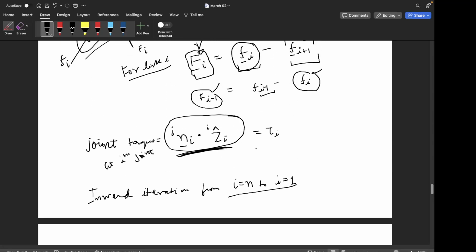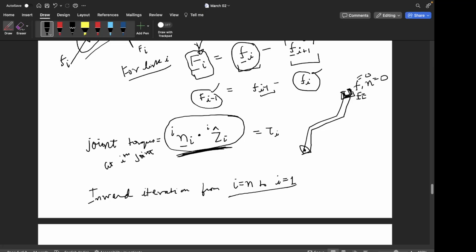So, and also, let's say for a 3R manipulator, to begin with, I said that you have to do inward iteration. To start the inward iteration, you would need to know the forces and moments at the end effector. So if it is free, not in contact with anything, both of these quantities will be 0. So the first step of the inward iteration will be very straightforward. This f and n will be 0.